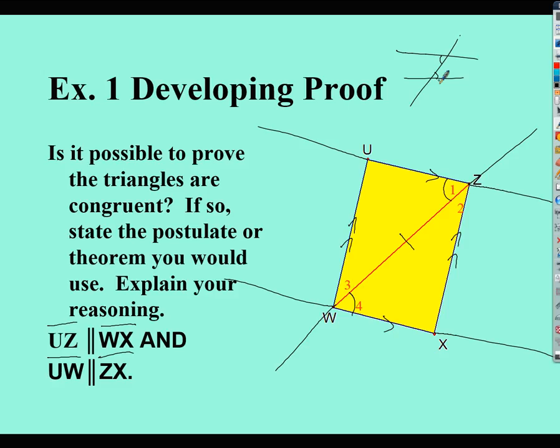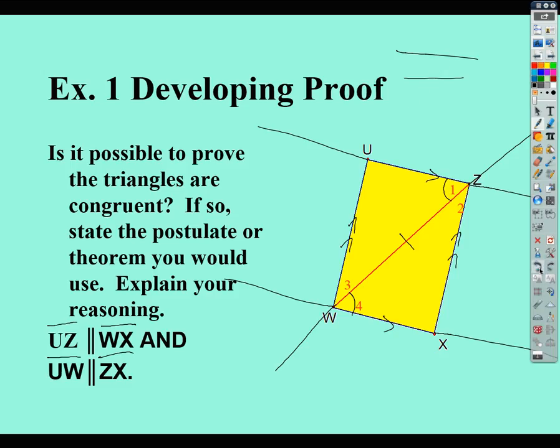Remember back to chapter 3, we had a whole bunch of relationships. If we started off and we said, if parallel lines are cut by a transversal, then we get a whole bunch of stuff, right? Among that stuff, alternate interior angles are congruent. So that's good, we got 1 and 4. Now we got 2 things that are congruent, but we need 3. So let's backtrack just a little bit.